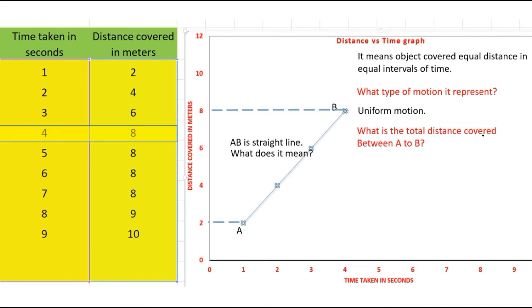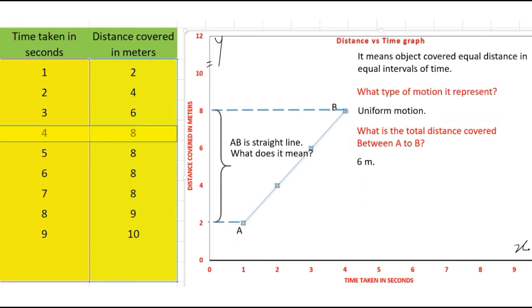What is the total distance covered between A to B? Many times we tend to make a mistake: we take a distance from 0 to 8 and straightaway write 8 meter distance. That we shouldn't do. We have to see from where it started. The moving body was here at this point, which was 2 meter distance, and finally it has gone to this point, right? And therefore between this, how much of distance? So 2 meter here, then next 2 meter, and then next 2 meter, all three together it becomes 6 meter, right? So carefully you have to measure the distance covered, which is on the y-axis.